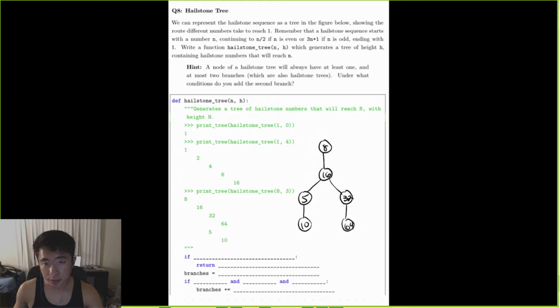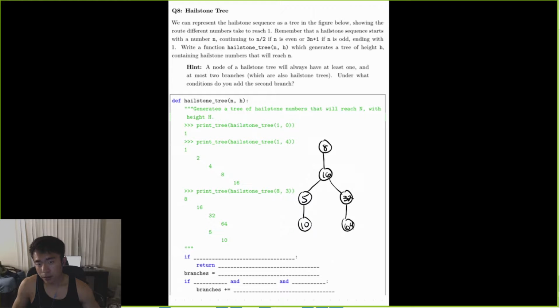Alright, hey everyone, so this is going to be the Hailstone tree function. What's going to happen here is the Hailstone sequence: if you have a number n, you divide by 2 if n is even, and you multiply by 3 and add 1 if n is odd. The sequence continues until you hit n equals 1.